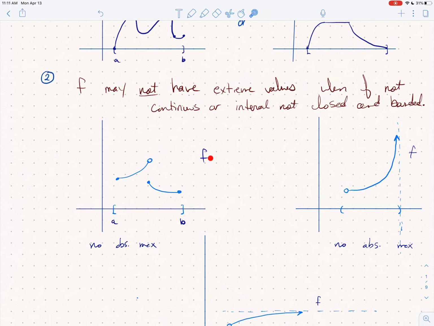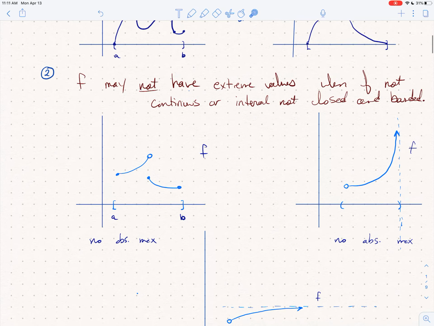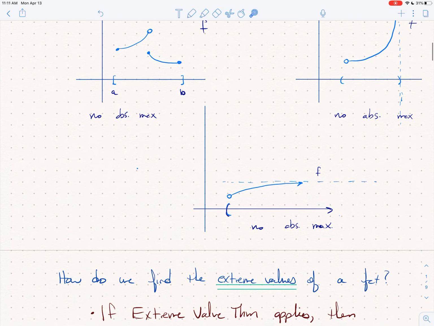So here's some pictures. Here's a function that's not continuous on a closed bounded interval, and you can see there's no absolute max. Here's a function that is continuous. My interval, though, is now open. It's bounded, but it's open. No absolute max. Here's a function that is continuous. Here's an unbounded open ray that goes out forever, and the function has no absolute max. It's getting infinitely close to this asymptote but never gets there.